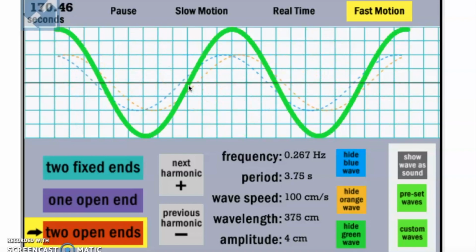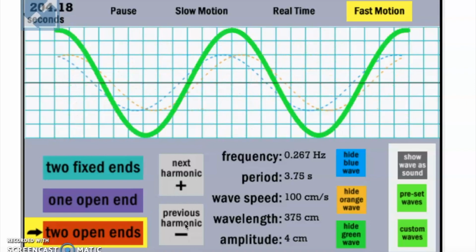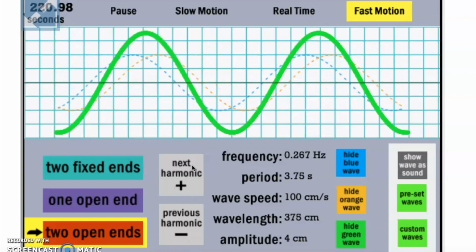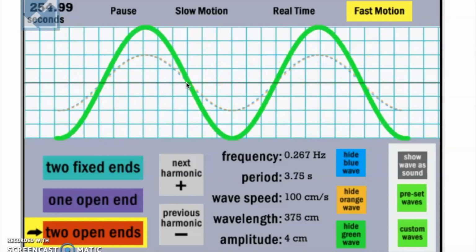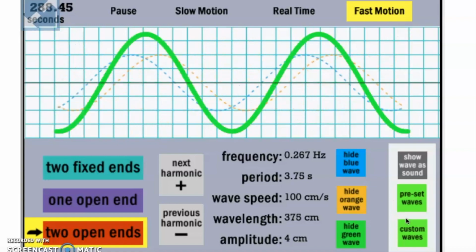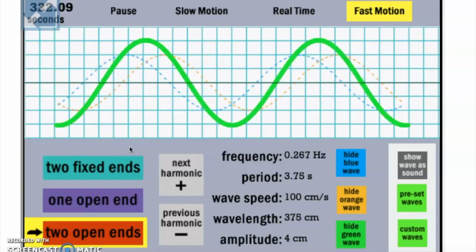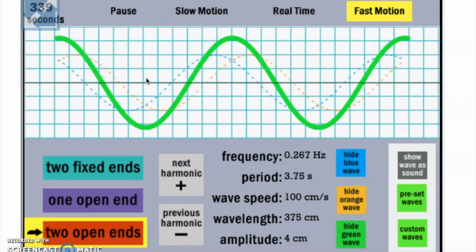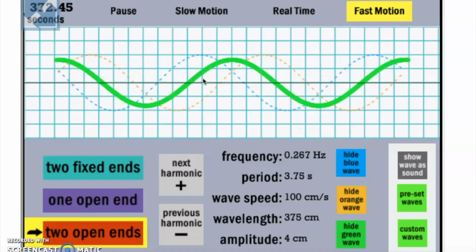Notice that this only happens at certain frequencies. So I'm using these preset harmonics. We'll talk about what that means in a second. These preset harmonics make it so that I have the exact frequency where I get a standing wave. But if I don't hit that frequency, then it's just a hot mess and we don't get this nice constructive, destructive pattern.